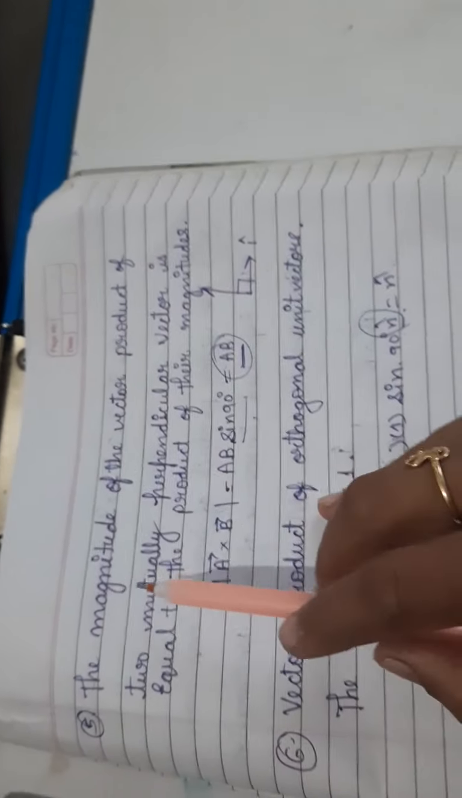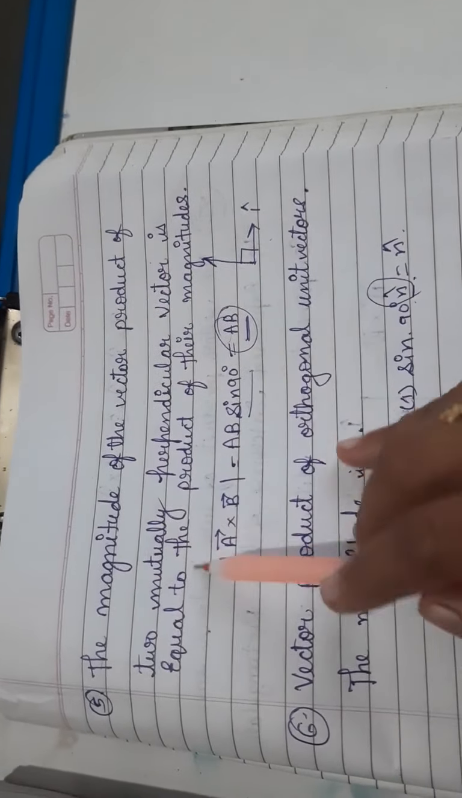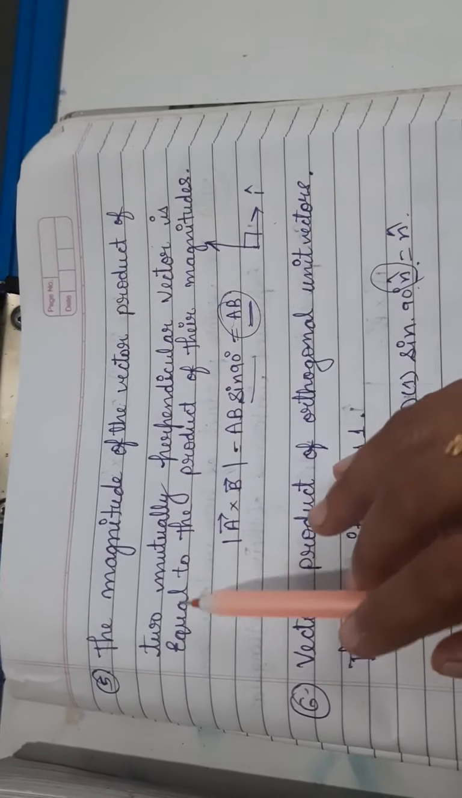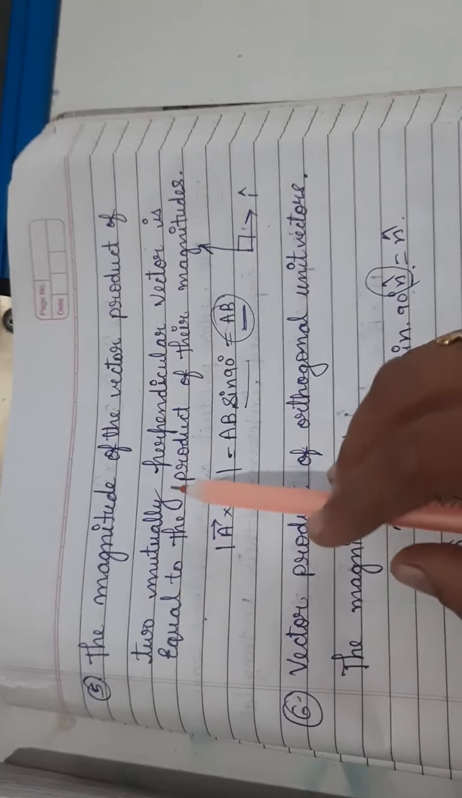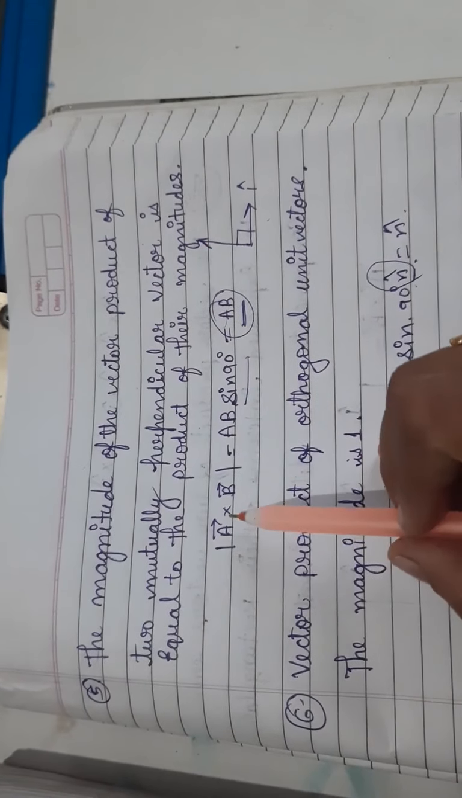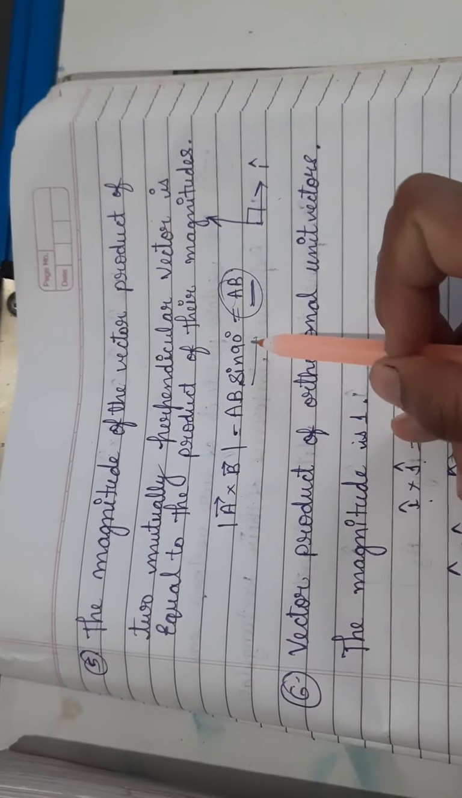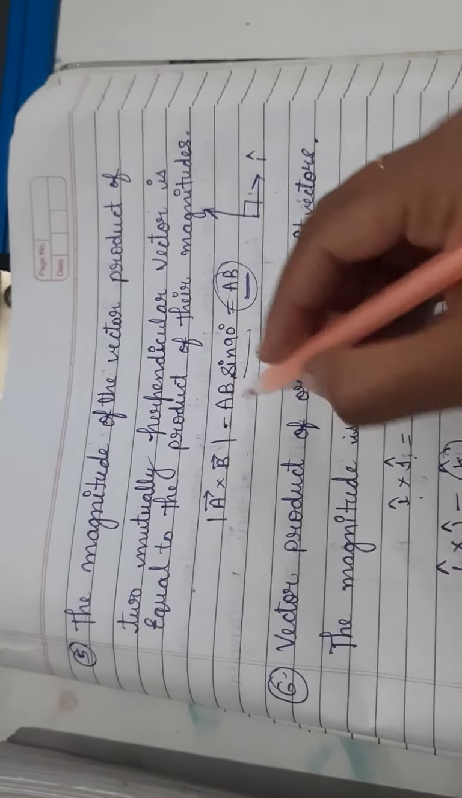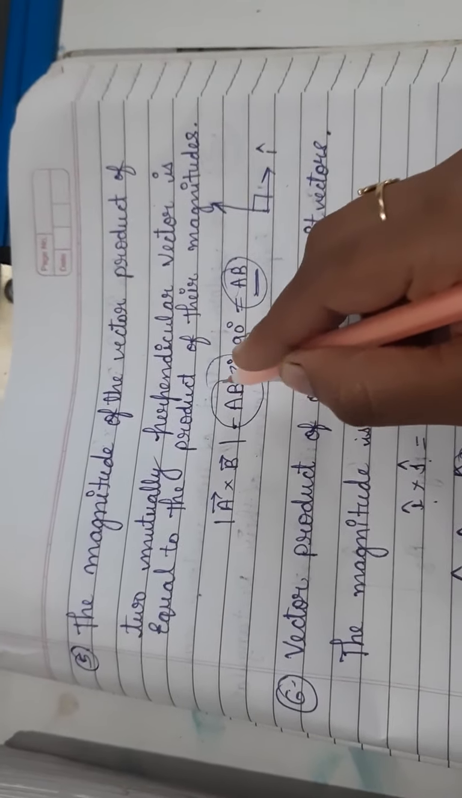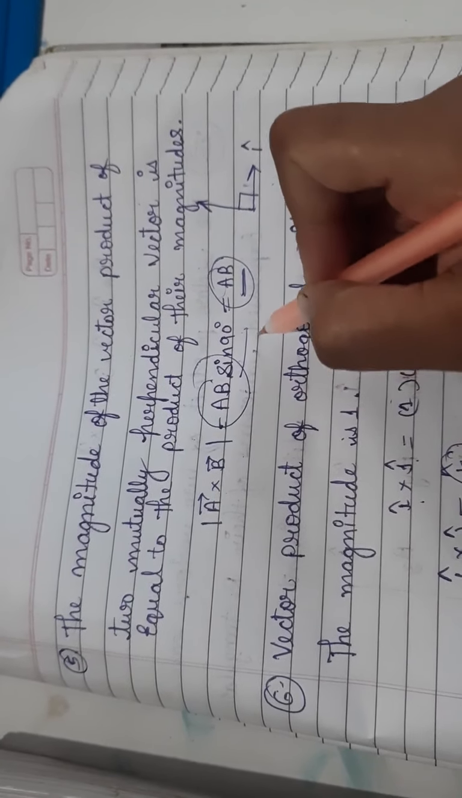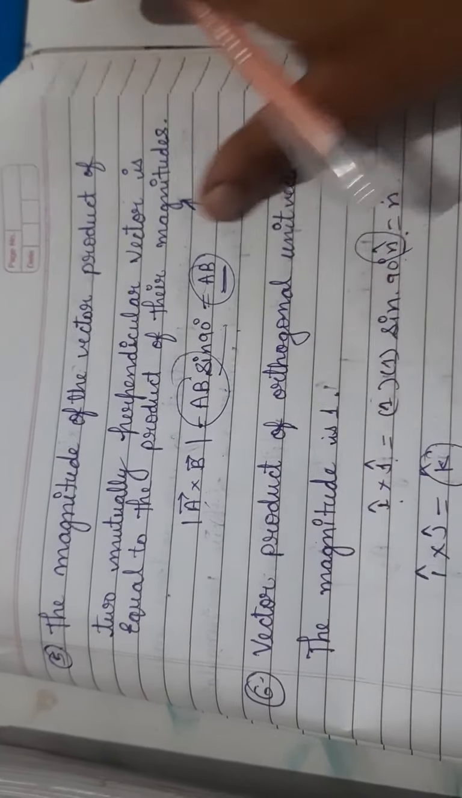Now we will discuss the next property. Magnitude of the vector product of two mutually perpendicular vectors is equal to the product of their magnitudes. A vector cross B vector is equal to AB sin 90. Obviously. But now the question is, this third vector is a vector, so what will be its direction? That is explained below.